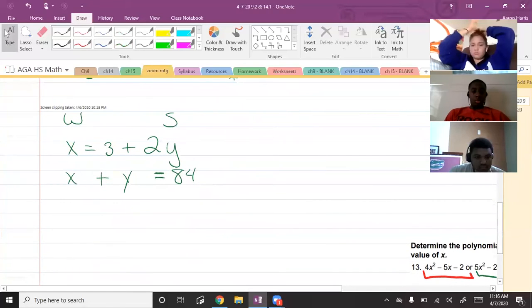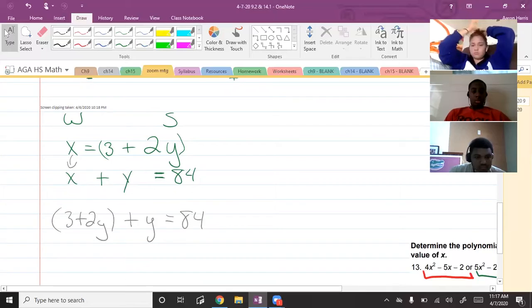We need to solve it. We're going to use substitution. Well, I know what x is equal to. It's equal to this 3 plus 2y. Since x is equal to this 3 plus 2y, then instead of writing an x, I'm going to write 3 plus 2y, plus y is equal to 84. What did I do? I just substituted into this x.